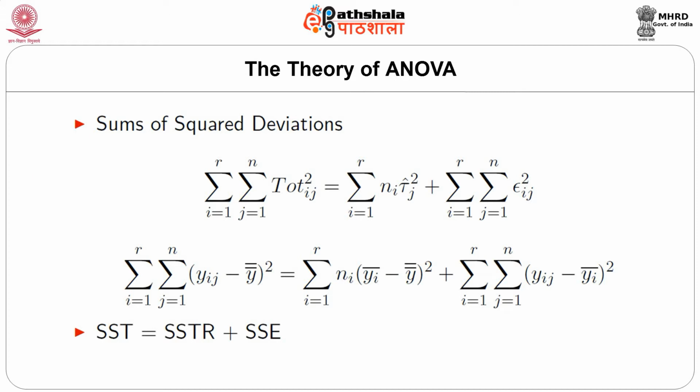Sums of square deviations are just sums of squares of tot ij. Summation i from 1 to r, summation j from 1 to n of this quantity is equal to two sums: the sum over i from 1 to r, and the other sum over i from 1 to r, j from 1 to n. Therefore, SST equal to SSTR plus SSE. If you do not understand the meaning of SST and SSTR, do not worry, you will understand them later.